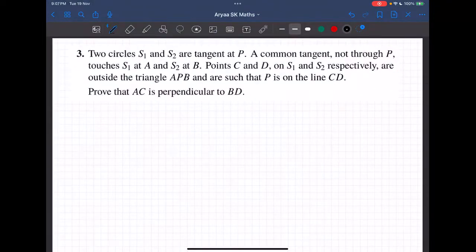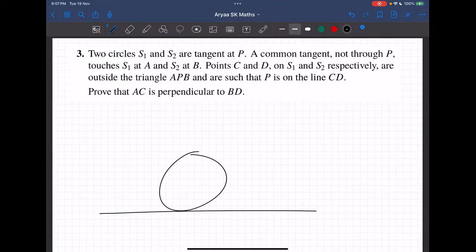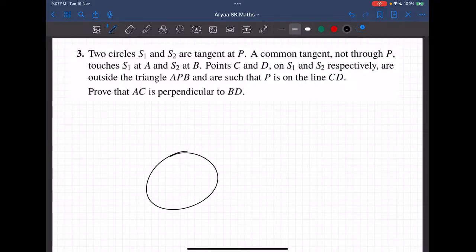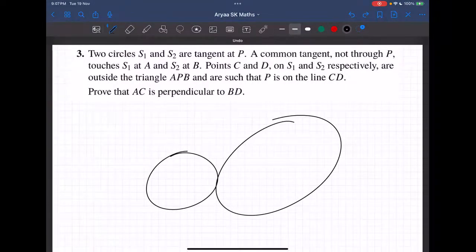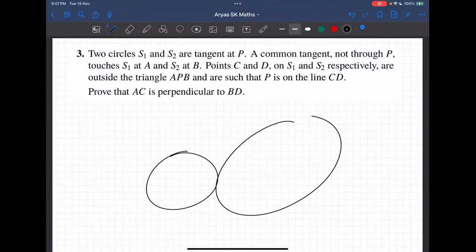Okay, so we have two circles S1 and S2 tangent at P. A common tangent not through P touches S1 at A and S2 at B. Points C and D on S1 and S2 respectively are outside the triangle. Okay, so I'm going to try draw this quickly. It doesn't say the circles are the same size, so I'll just draw two differently sized circles. It's kind of hard to make them be tangent. Okay, that's good enough. And then I'll just join these up like this.